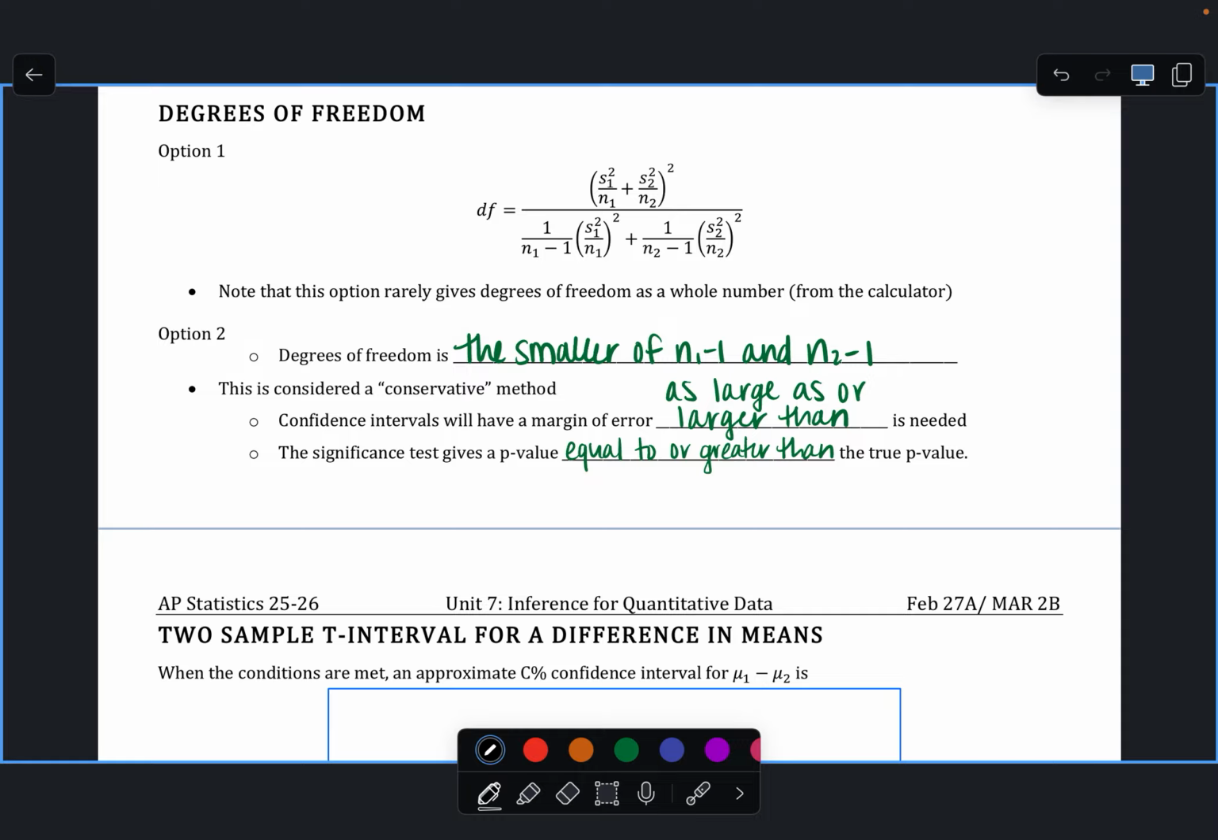When you are selecting degree of freedom for 2 samples, you're always going to pick the smaller of the 2 sample sizes. You look at both sample sizes, pick which one is smaller, and subtract 1 from that. This is considered the conservative degree of freedom. It is what you will use by hand, and confidence intervals will have a margin of error as large as or larger than is needed when you're using the conservative. And the significance test gives a p-value equal to or greater than the true p-value.